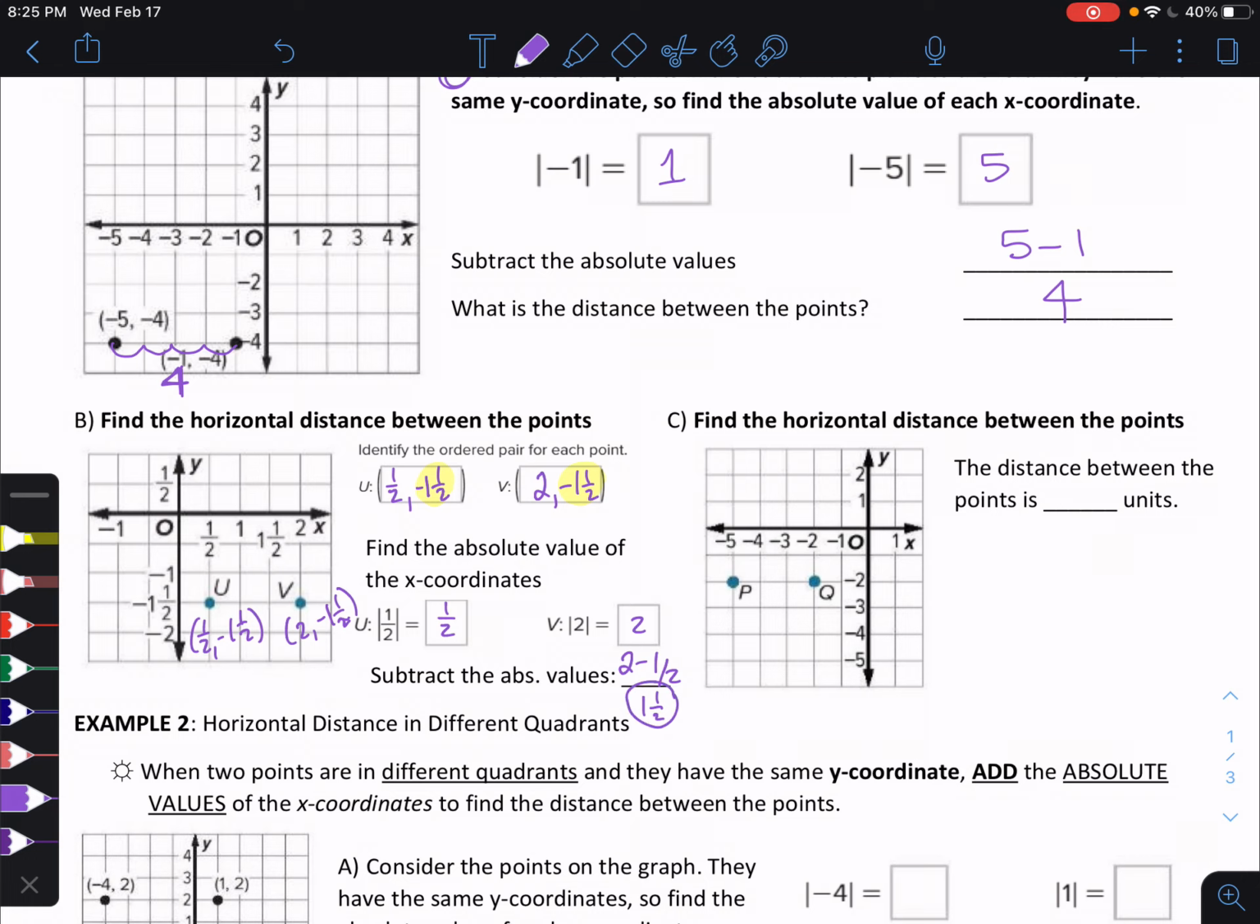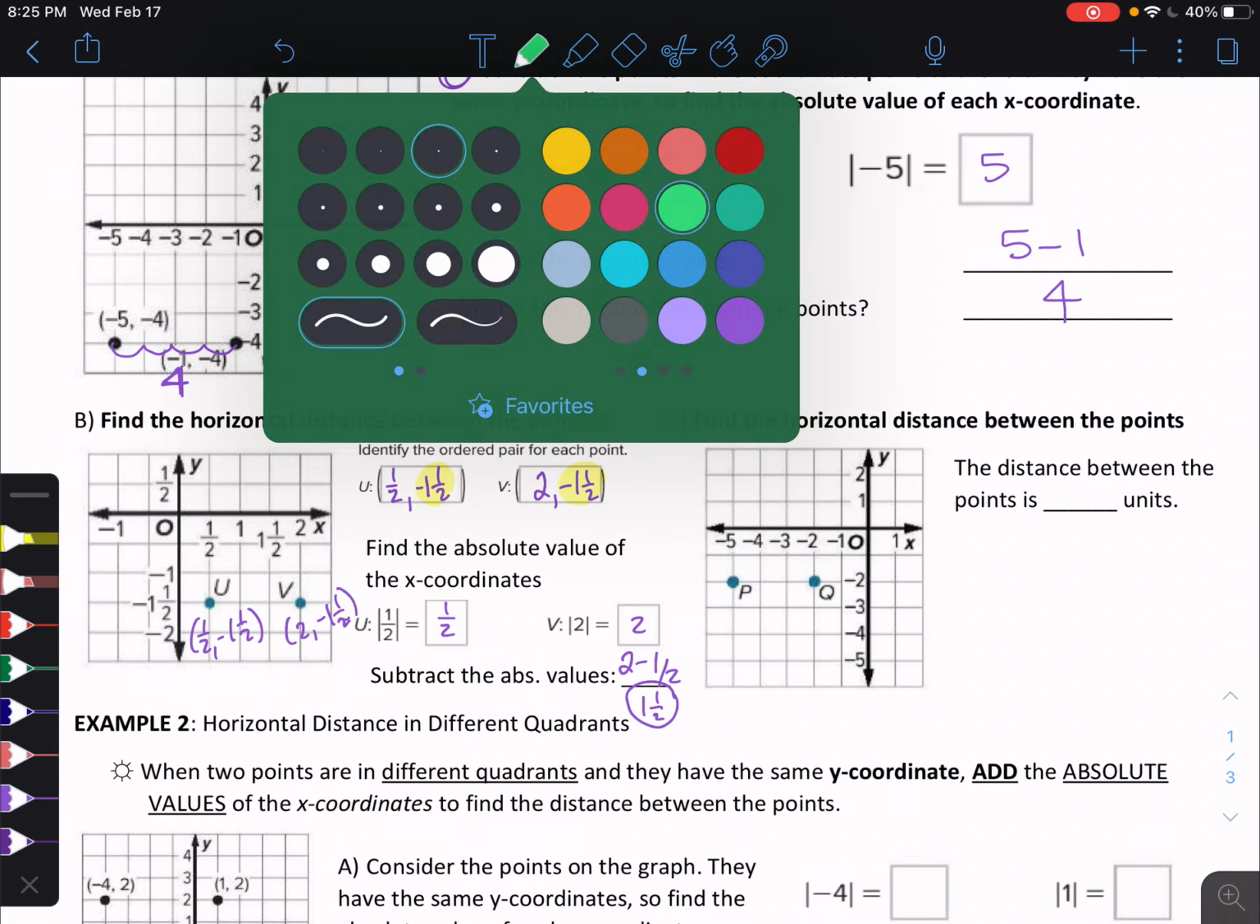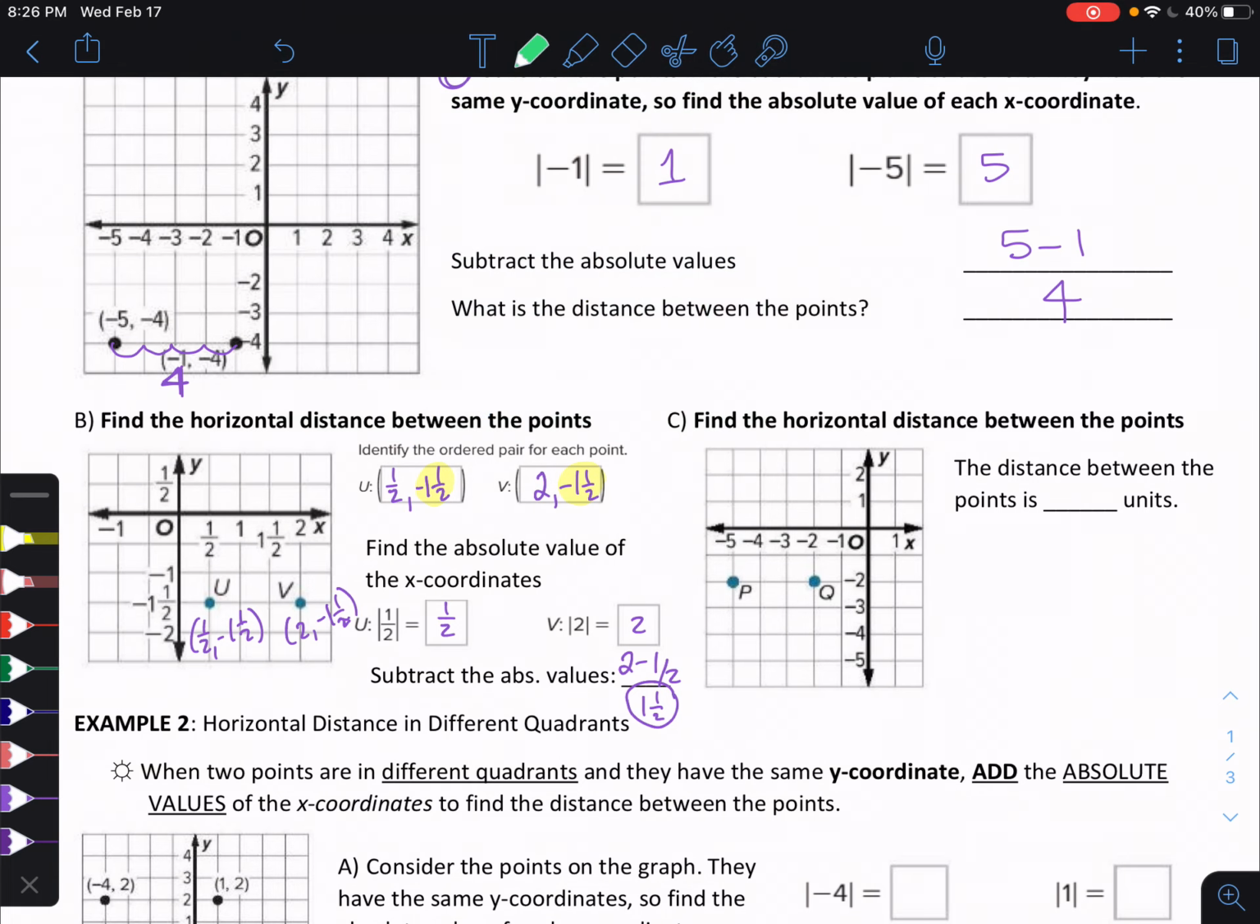I can also count the spaces in between the points on the graph. So because I have a visual, I can use that visual. So if each line is 0.5, so this would be 0.5, 1, 1.5. So this would be 1.5.